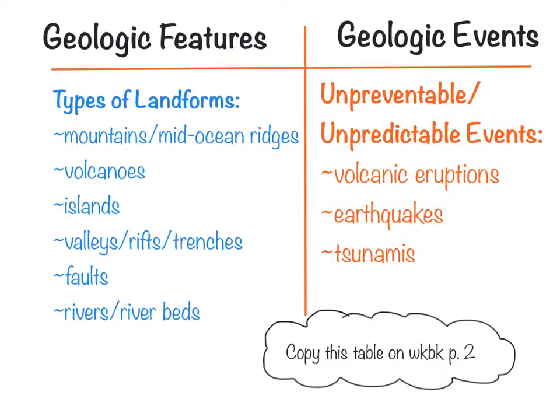Now on the right, you see geologic events. The way I think of it is they're unpreventable or unpredictable events. So obviously a volcanic eruption or earthquakes. Now the last one, tsunamis, we can't prevent because they occur based on earthquakes, but we're not given a whole lot of time or warning.